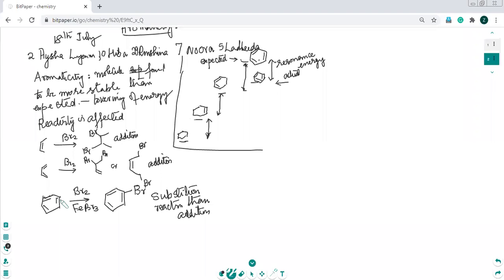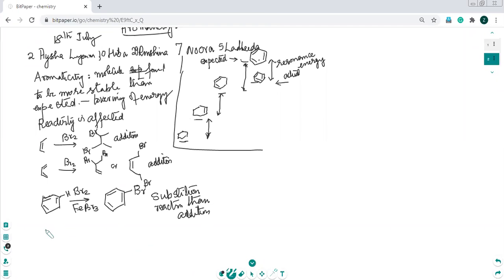Addition is not very easy in the case of aromatic compounds. They undergo substitution reaction. That means breaking this double bond is not very easy, and that is why you can replace this hydrogen, but you cannot add. You will find it difficult to add bromine. Of course, there are reactions in which you can add halogens, but conditions are different. So this is a consequence of aromaticity. Now let us see what is meant by aromaticity.